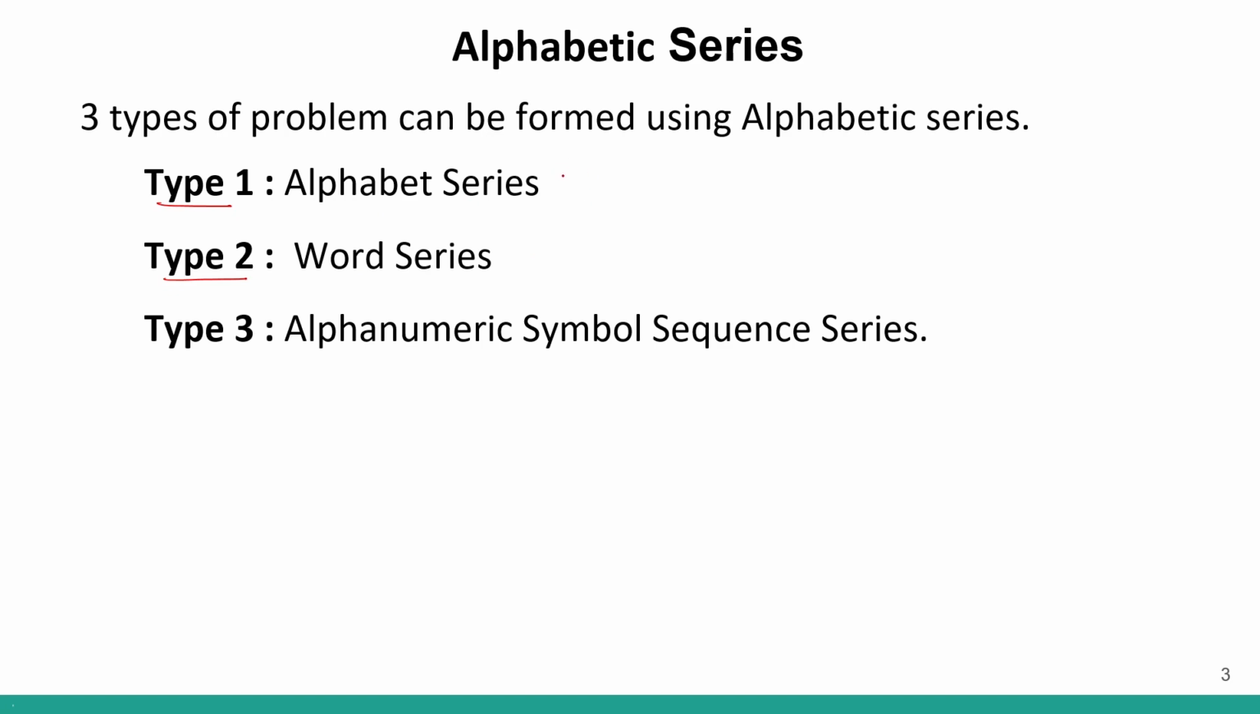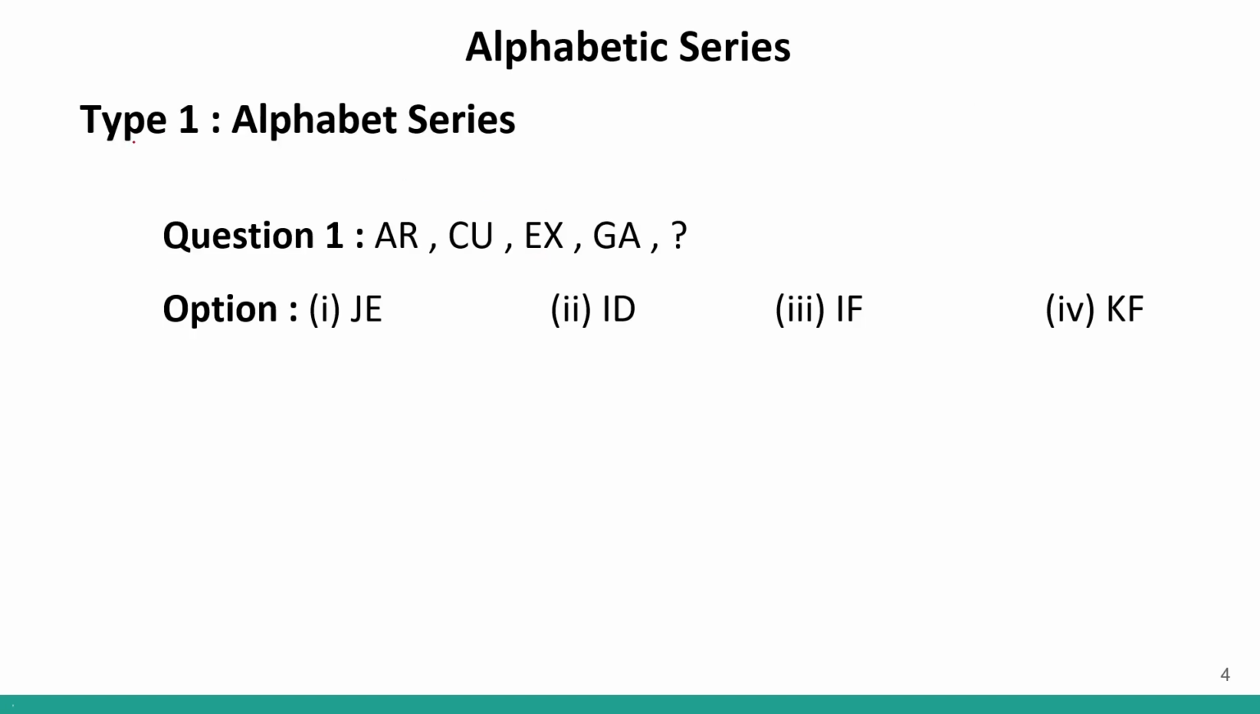So, alphabetic series, as the name suggests, deals with alphabets and letters, whereas in word series, we are given 5 or 6 words. They can be 3 lettered, 4 lettered, or 5 lettered, and based on that, we have to answer the questions. So, let us start with type 1, alphabet series.